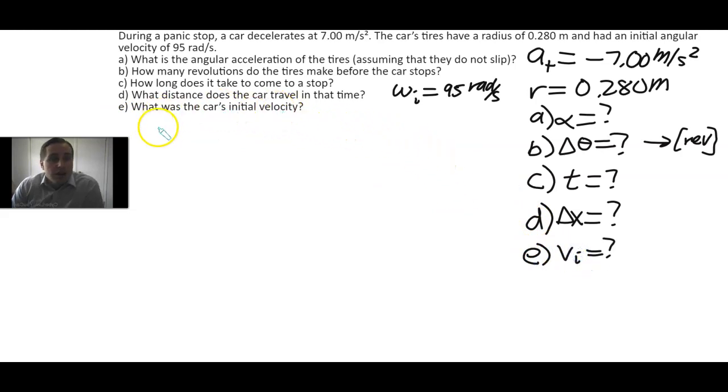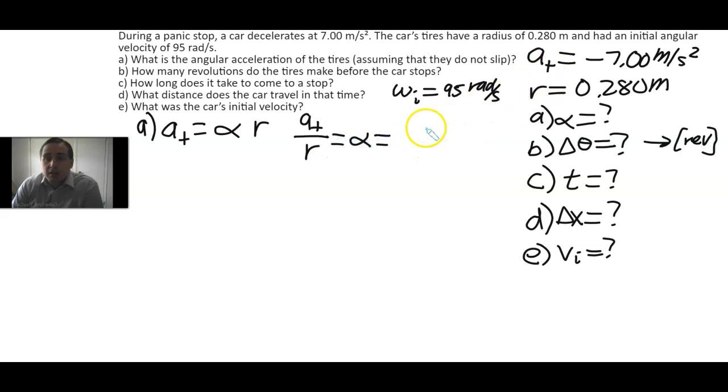All right, now that we have everything written down, we can start by figuring out the angular acceleration of the tires. So we have the tangential acceleration. Hopefully you recall that in the relationship between rotational variables and linear variables, along the outside linear edge, given a certain radius, tangential acceleration equals angular acceleration times radius. That is exactly what we have, and we can solve for angular acceleration just by division. So tangential acceleration divided by radius is angular acceleration.